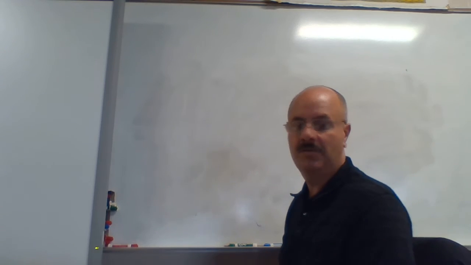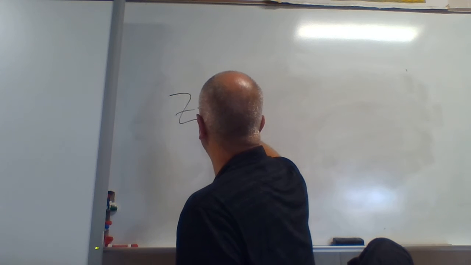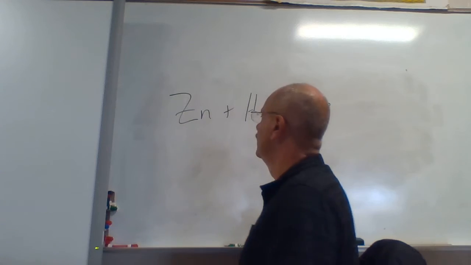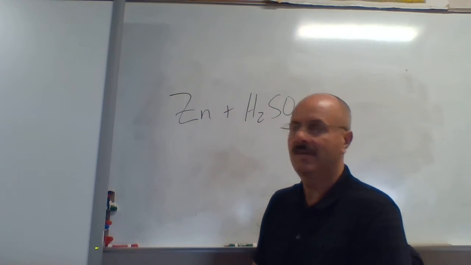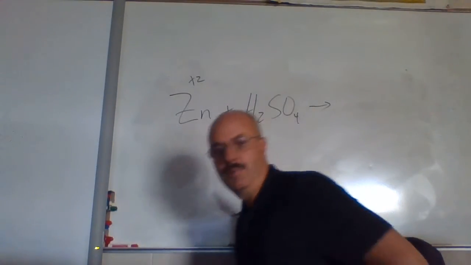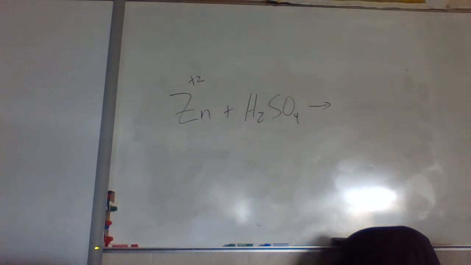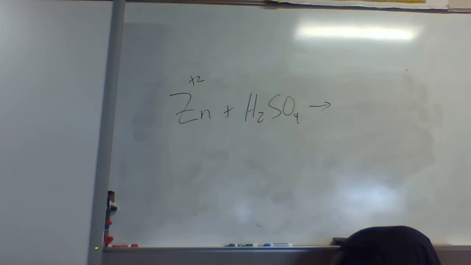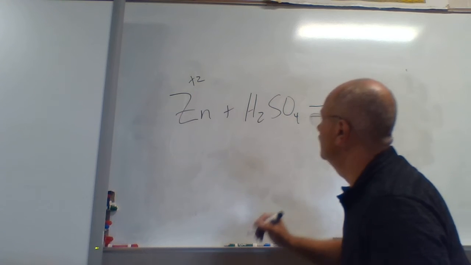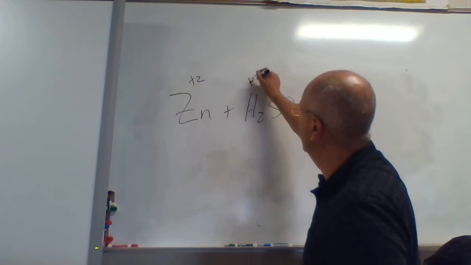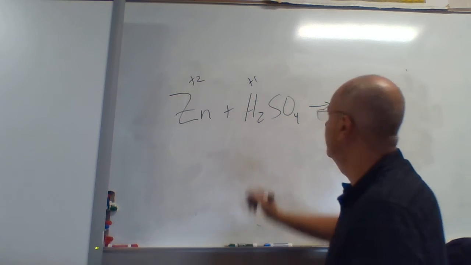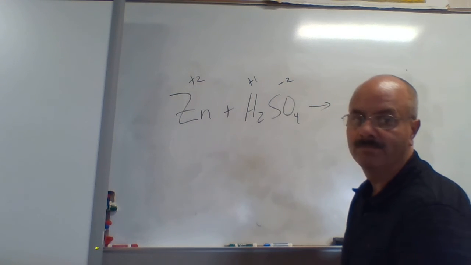All right, Zn plus H2SO4. All right, Zn, he's in the middle of the periodic table, so he would have a +2. And there goes my lights. So turn those back on in a second. All right, Zn has a +2, so he's going to kick off the positive piece in this. Well, hydrogen's +1. SO4, that's from that polyatomic ion sheet, and that is -2.